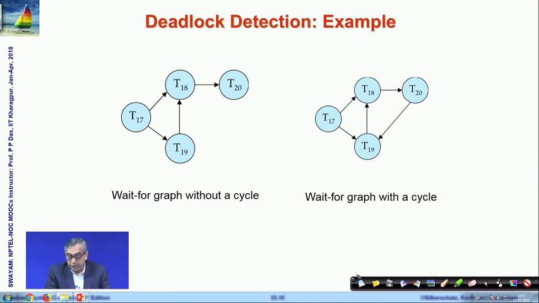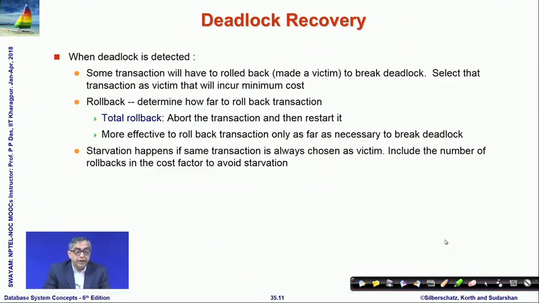So, there is no possibility of a deadlock there, whereas if you look at the graph on the right, you can see that these three are waiting on each other. So, no matter how long you wait, this deadlock will never be broken, and the deadlock detection system has to detect this cycle and decide to abort one of these transactions, so that the rest of the transactions can progress. So, this is a simple deadlock detection mechanism.